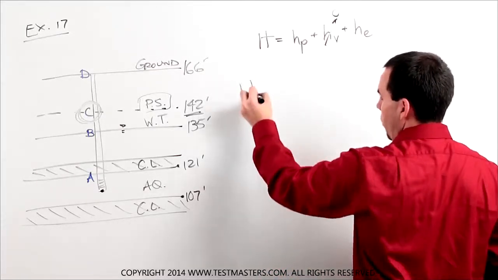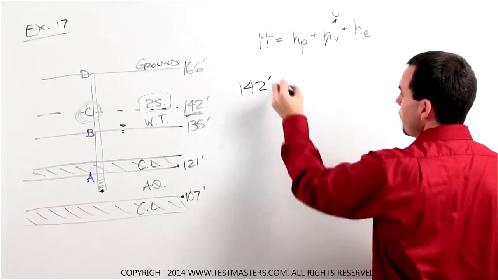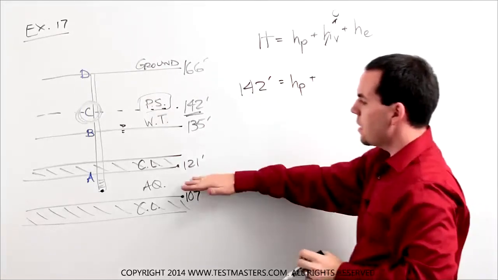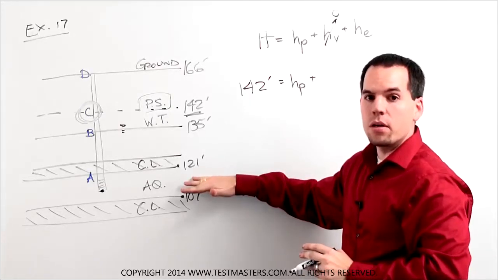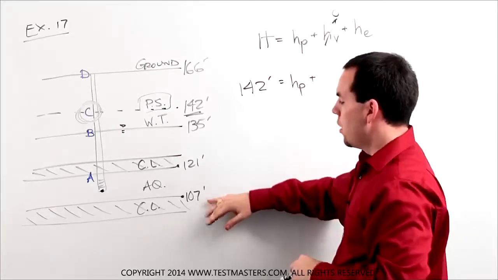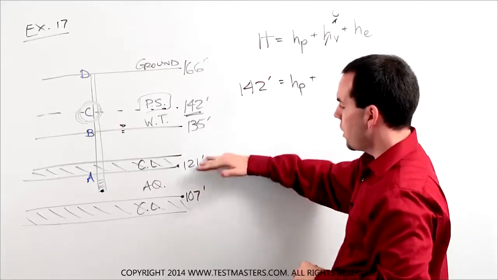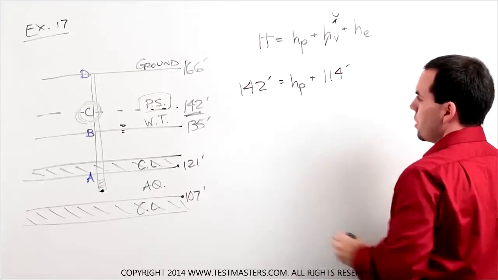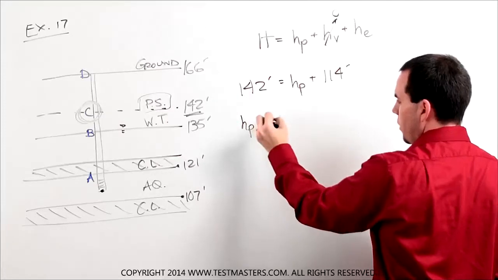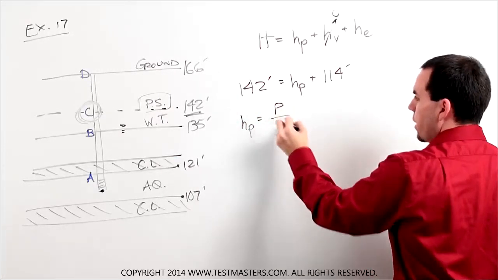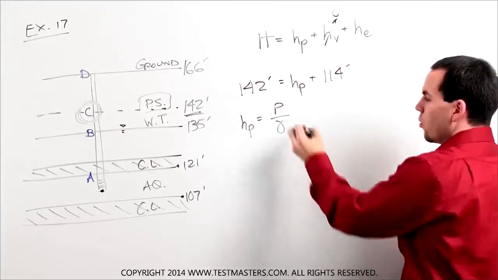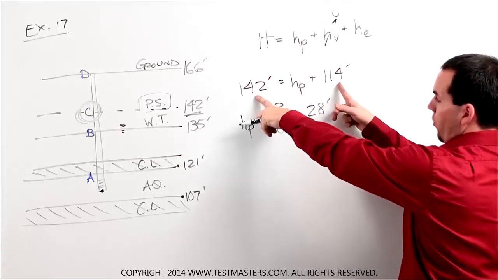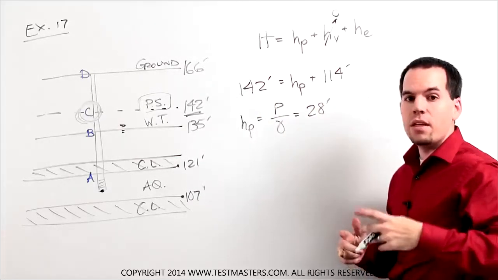So I'm at 142 feet, and that's comprised of my pressure head plus my elevation head at the center of that confined aquifer, which would be the center between 107 and 121, so it'd be at 114 feet. So my pressure head, or if I want to write it out as P over gamma, would be the difference between 142 and 114, or 28 feet.